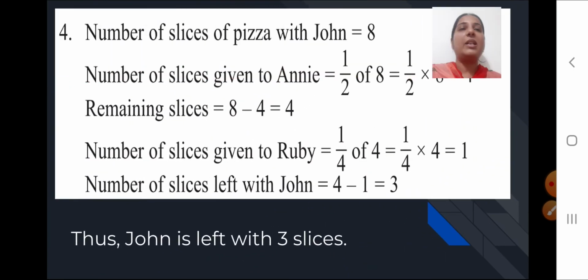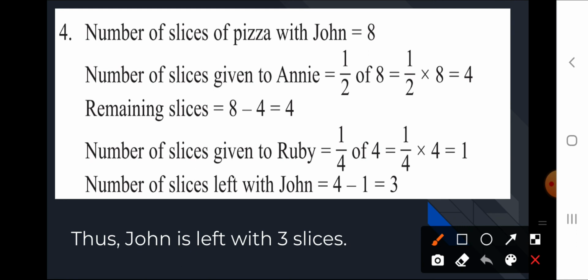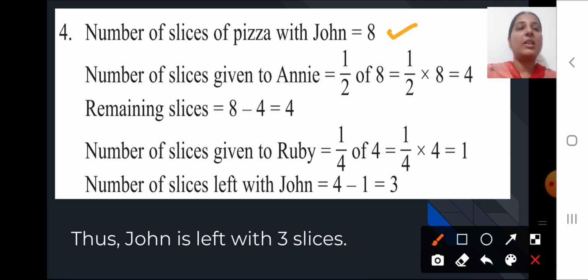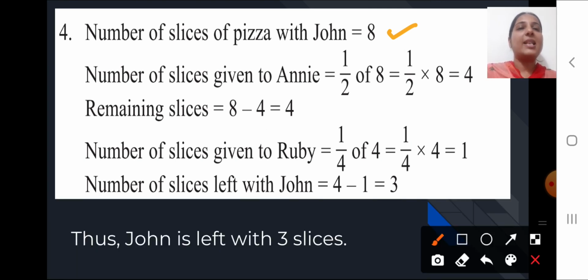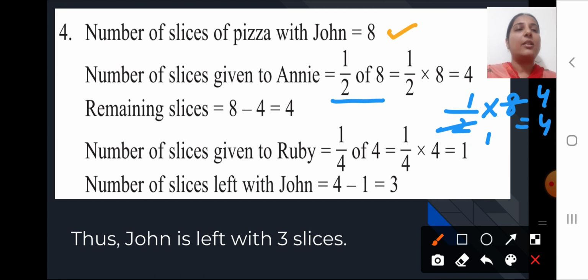Now let's solve it step by step. So first children, we will write what is being given. As we discussed, the number of slices of pizza with John is 8, which has been given. Then the number of slices given to Annie. He gave 1/2 of those slices to Annie. So 1/2 of 8, that is 1/2 multiplied by 8, what we will get? 2 ones are 2, 2 fours are 8. Means 4 slices he gave to Annie.